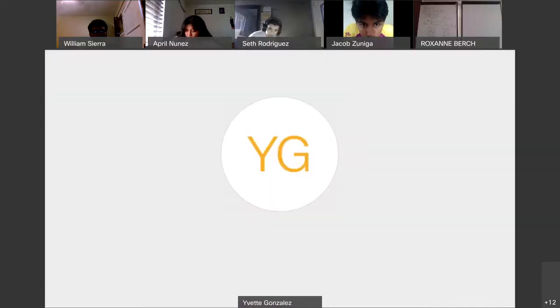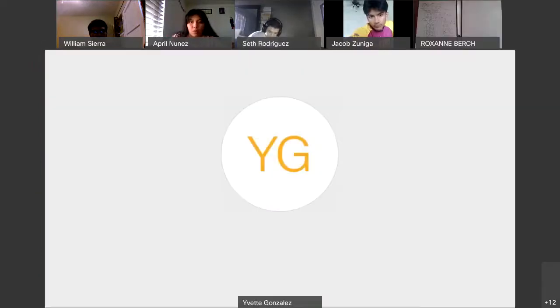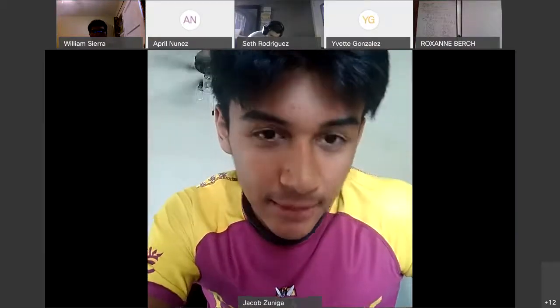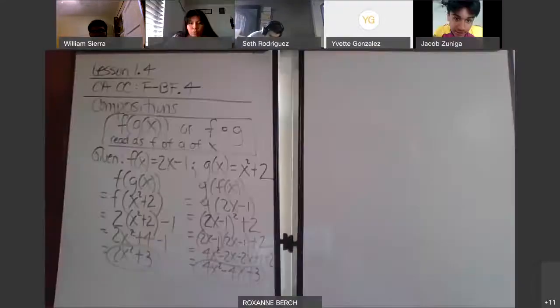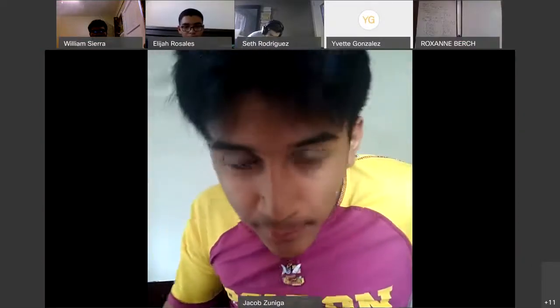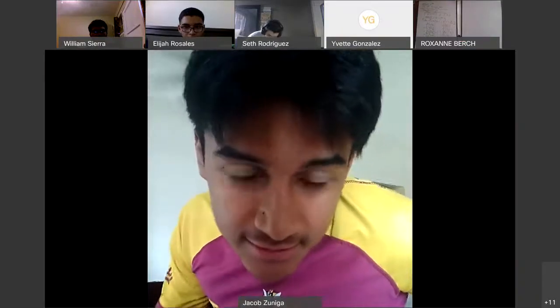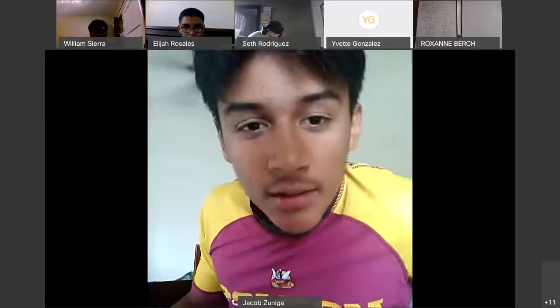Can you lower the computer a little bit so I can see the bottom of the board? Thank you. You guys all know how to FOIL? Ms. Birch, I have a question. Go ahead. I'm confused about the f and the g of x, and how many parentheses there are, the f parentheses g parentheses x, and then the twin.